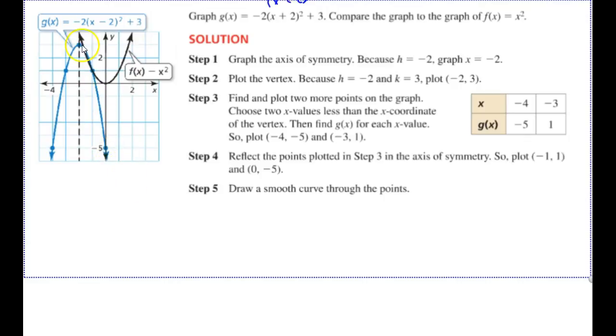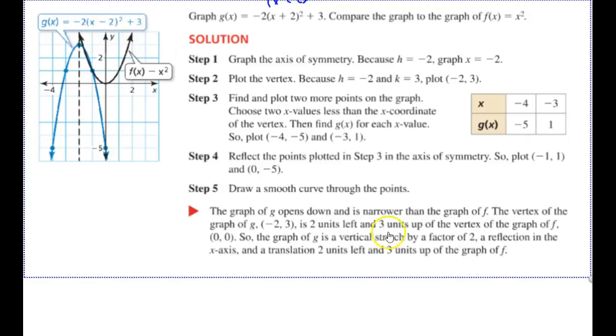So now I have to compare. Well, I notice my new graph is opening down. I also notice that it's taller and skinnier, because that is a vertical stretch, and I have a horizontal translation and a vertical translation. So this last sentence is our big important one. The graph of g is a vertical stretch by a factor of 2, a reflection in the x-axis that makes it open down, and a translation 2 units to the left and 3 units up.